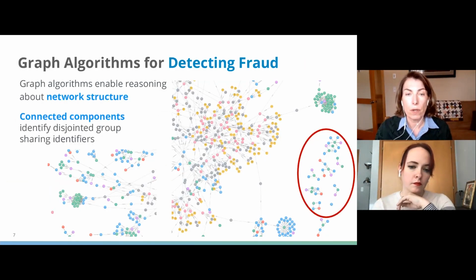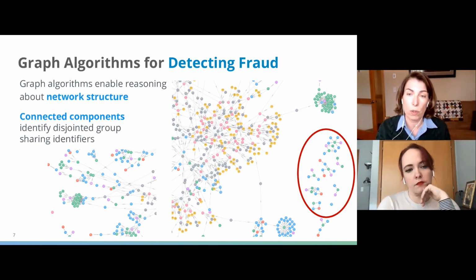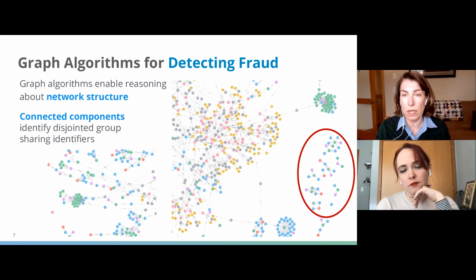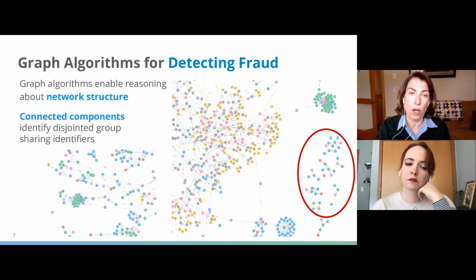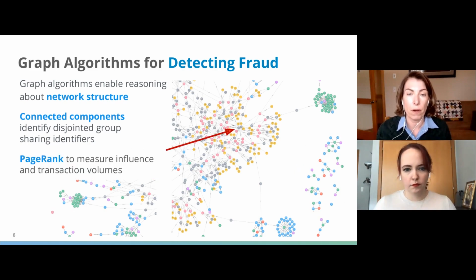And then you can very quickly see where you would want to expand that and maybe use something like graph algorithms. We know we want to use graph algorithms to understand network structure and to reason based on the network structure. A couple of graph algorithms that we see used a lot in fraud would be connected components. That's where we're trying to look at disjointed groups, in this case, sharing identifiers. A lot of times they look like floating islands, and that can be very predictive of fraud.